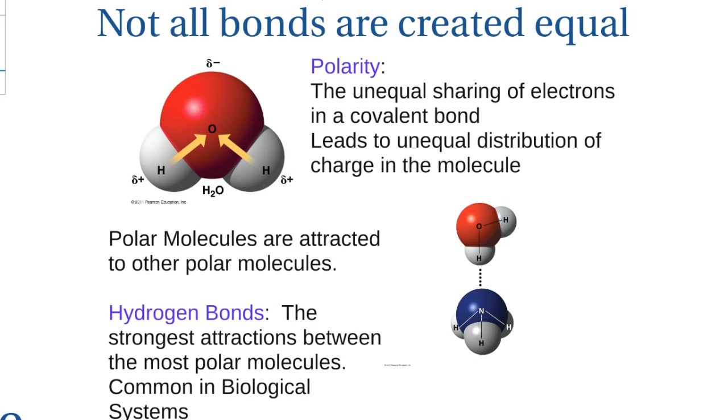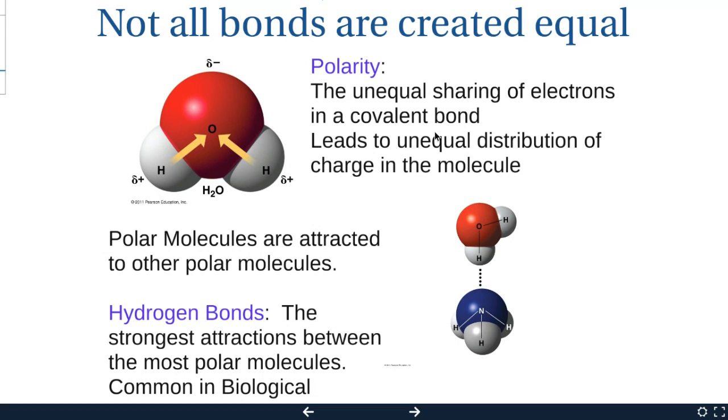Not all bonds are created equal, too. So we have ionic and covalent, but even when we're looking at covalent bonds, we have to realize that sometimes there's an unequal distribution, and that's usually because of the electrons. Polarity, polar and nonpolar molecules, is a great example of this. The unequal sharing of electrons in a covalent bond leads to unequal distribution.